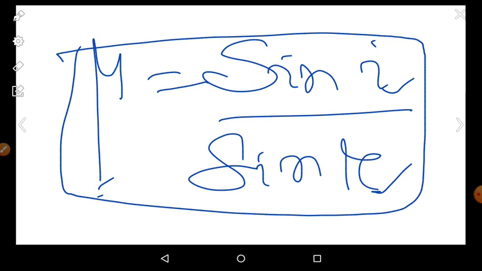So this is about Snell's rule. Sin I by sin R equals the refractive index of the material. This is very, very important.